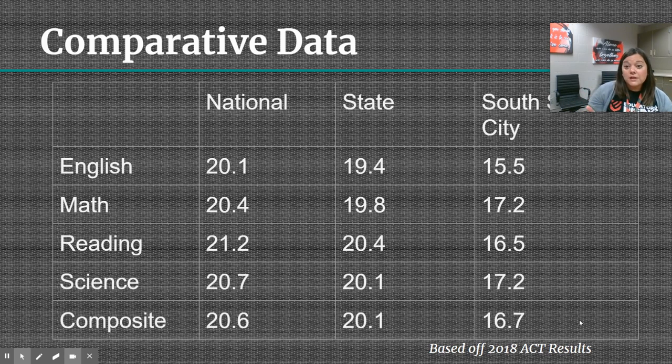So the first question that I wanted to answer for you today is, what is a good score? And a good score is really relative based off what you're looking for, but 21 is an average score. And so that's a great place to start when we're talking about goal setting for your ACT.